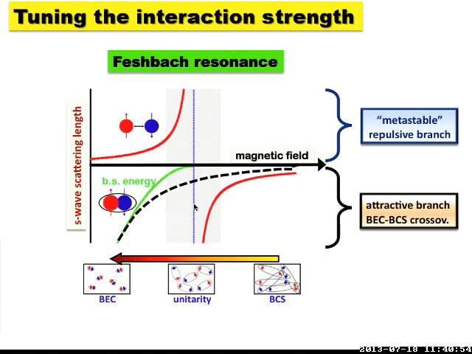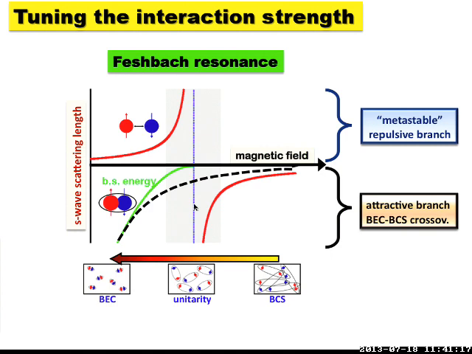Nothing happens. Okay? What happens is that at the unitarity, you have an interaction which is just strong enough to create two particle bound states. Okay? Nothing explodes. You just have two particle bound states. And if you go on the other side, adiabatically, then you create molecules. Okay? And you have a Bose-Einstein condensate of molecules.